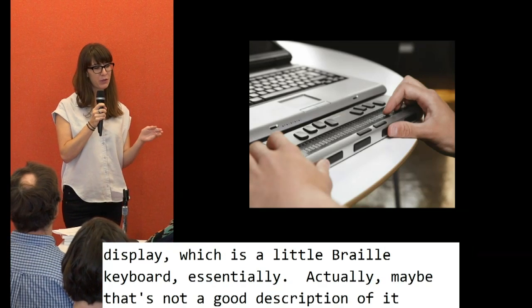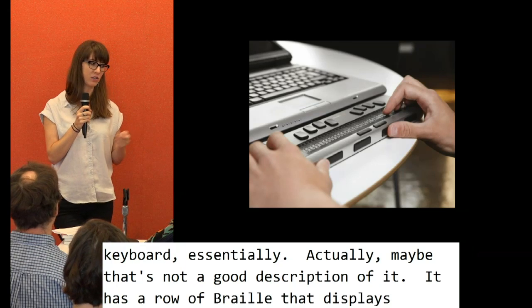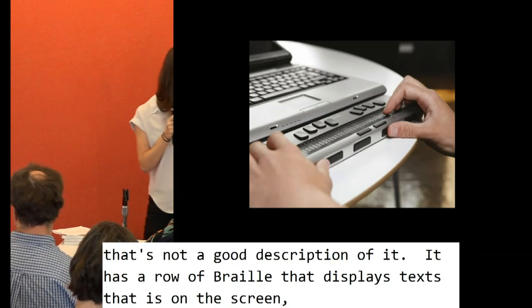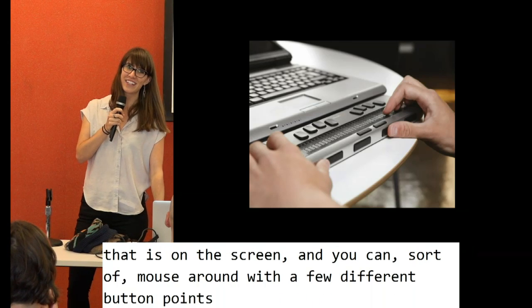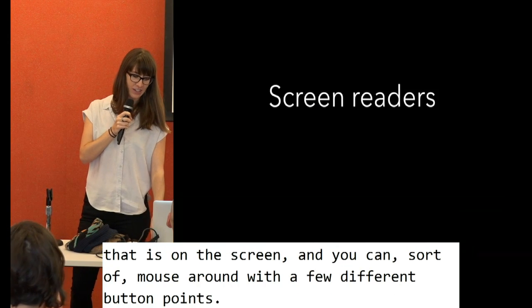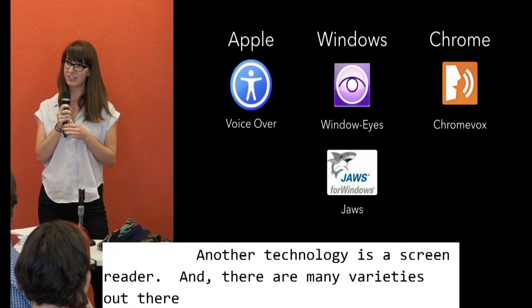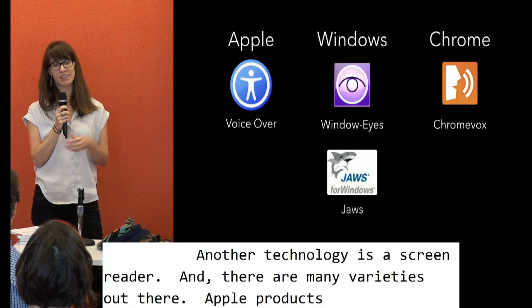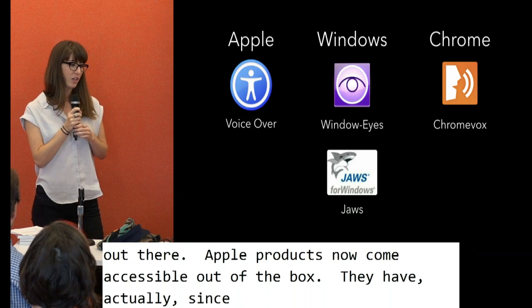It has a row of Braille that displays text that is on the screen, and you can sort of mouse around with a few different button points. Another technology is a screen reader, and there are many varieties out there. Apple products now come accessible out of the box. They have actually since the early days, which is great.